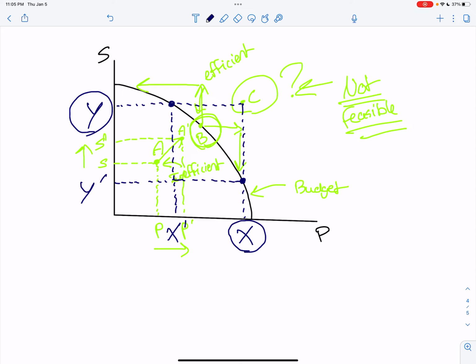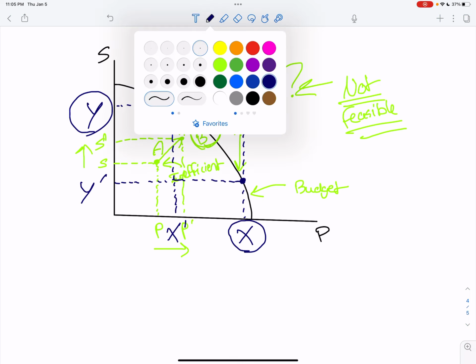Now, a final point is economic growth. I feel like I'm running out of colors here. Let's choose this one. No, not another green.